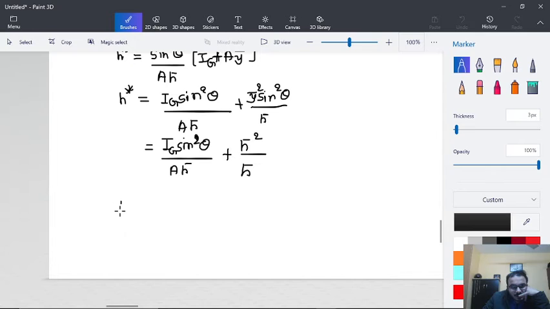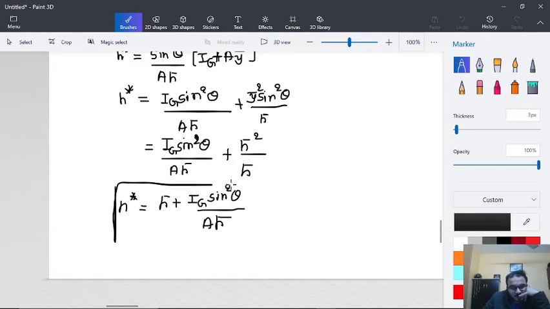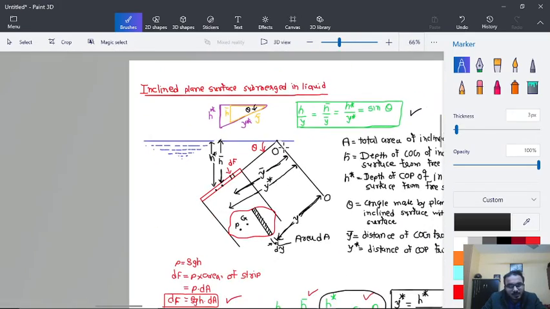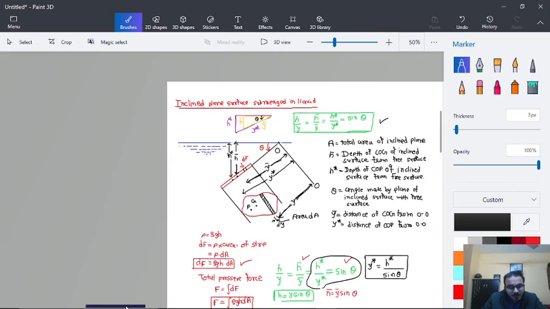So finally we are getting the value of center of pressure. H star is equal to H bar plus Ig sine square theta upon A H bar. So that is the formula that we needed to derive. So we are done with this theory, and let's copy this part in our main slide.